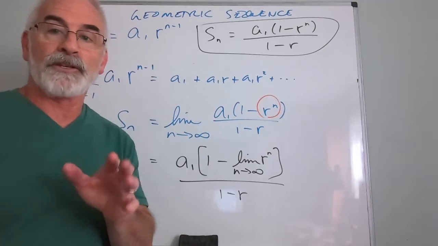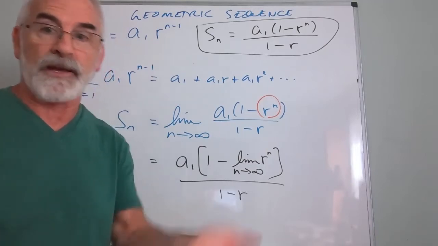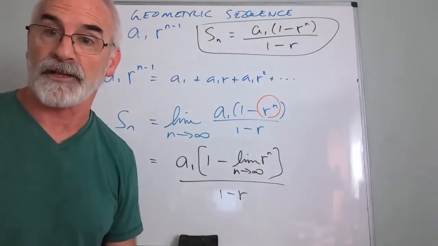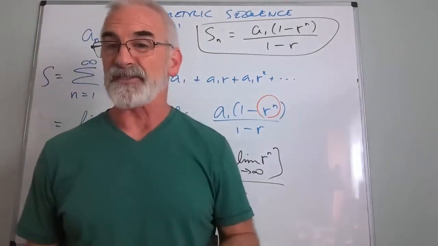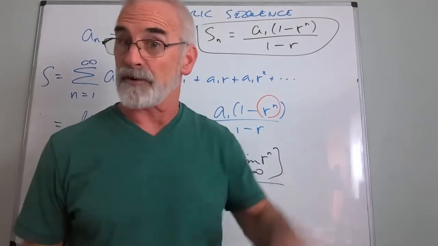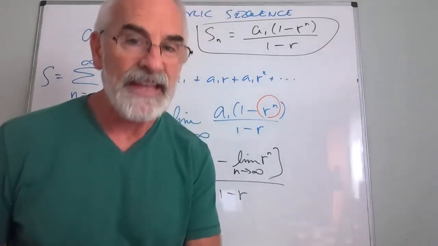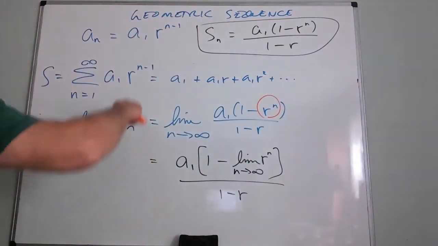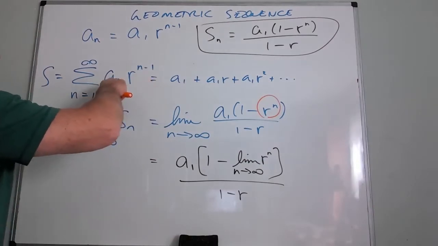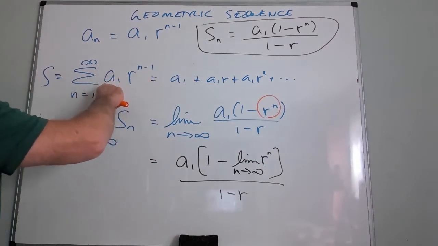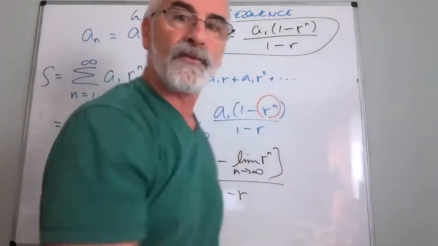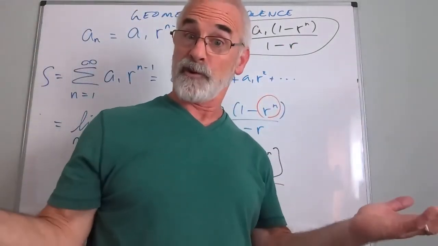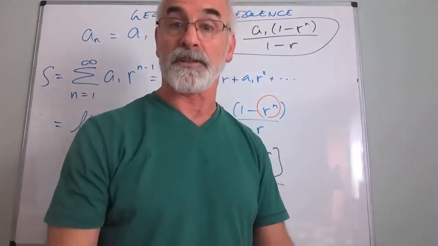A moment ago, we looked at the individual limits, and when r was bigger than 1, it clearly got infinitely large. That's kind of obvious. I'm adding bigger numbers forever. When r was less than or equal to -1, we saw it diverged without limit. And when r equaled 1, well, let's look at it. If r equals 1, then I'm adding a1 up infinitely many times. It's a1 plus a1 plus a1 plus a1 forever and ever and ever. So clearly that's going to get infinitely large, isn't it?